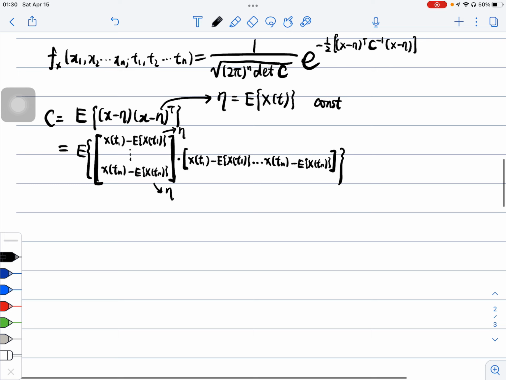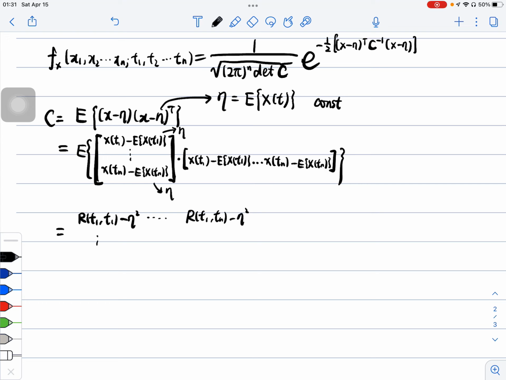So use R(t) to define it. And R(t1) minus eta square, t1 tn minus eta square, actually it equals to this thing.